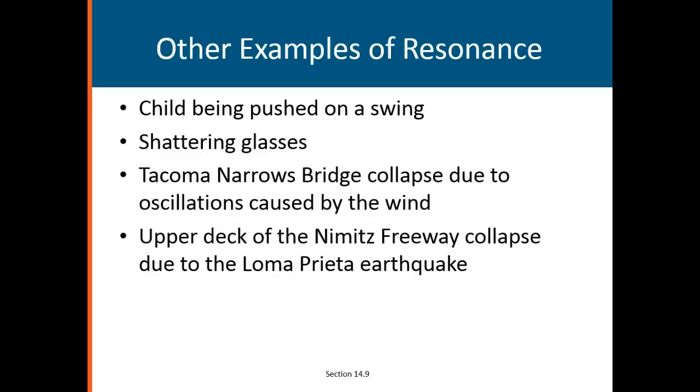Now, the upper deck of the Nimitz Freeway collapsed due to the Loma Prieta earthquake. Now, I'm not familiar with that one, but what I'm thinking has happened is the earthquake sent forth seismic waves that just happened to match the Nimitz Freeway natural frequency and literally tore it apart. Okay? Even though the Loma Prieta earthquake was pretty far away, if I'm understanding that correctly.